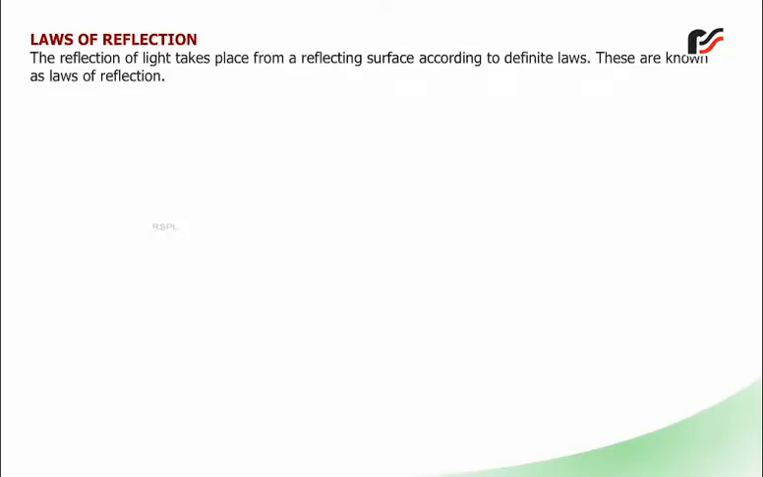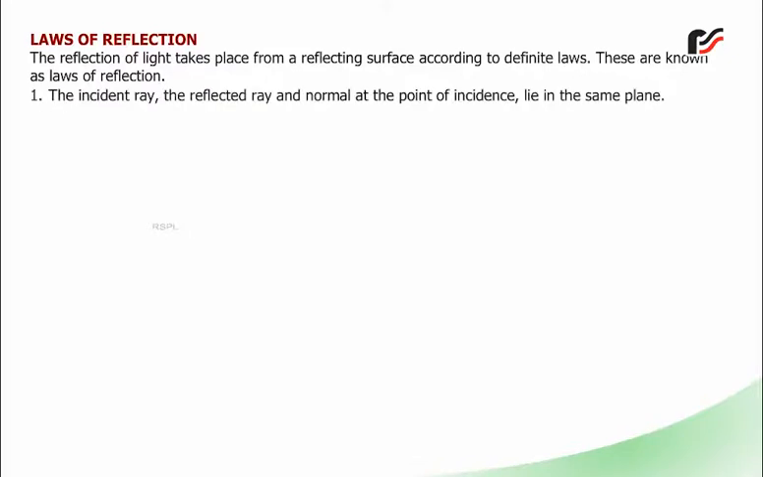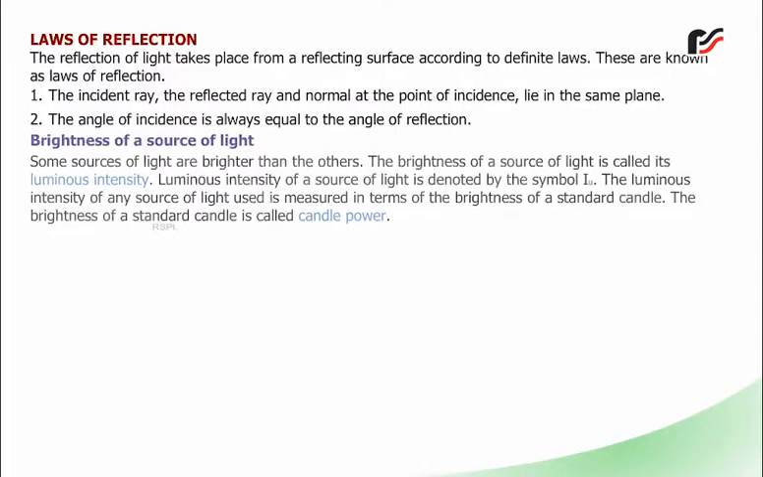Laws of reflection. The reflection of light takes place from a reflecting surface according to definite laws. These are known as laws of reflection. 1. The incident ray, the reflected ray and the normal at the point of incidence lie in the same plane. 2. The angle of incidence is always equal to the angle of reflection.